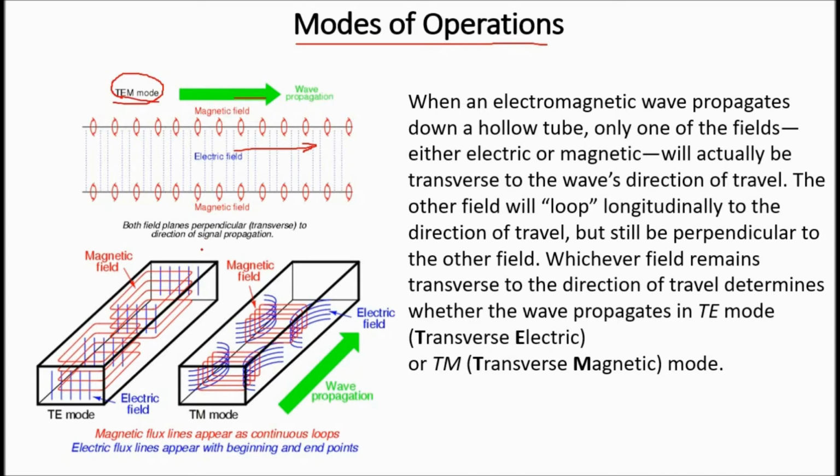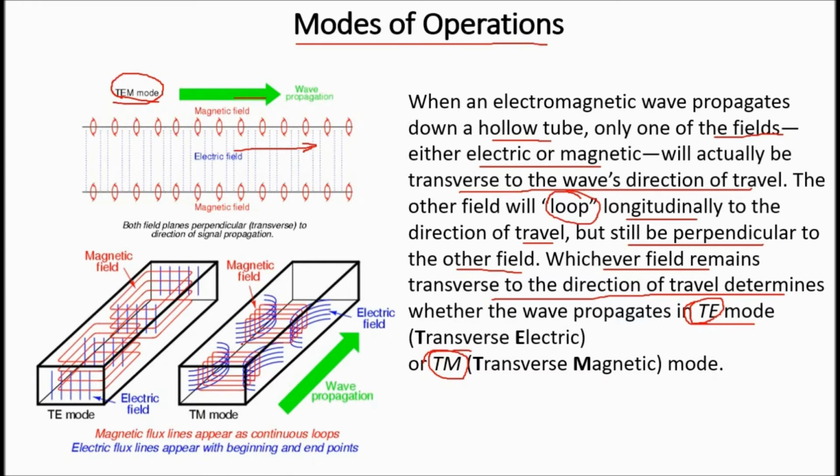When an electromagnetic wave propagates down a hollow tube, only one of the fields, either electric or magnetic, will actually be transverse to the wave's direction of travel. The other field will loop longitudinally to the direction of travel, but still be perpendicular to the other field. Whichever field remains transverse to the direction of travel determines whether the wave propagates in TE mode, transverse electric mode, or TM mode, meaning transverse magnetic mode.